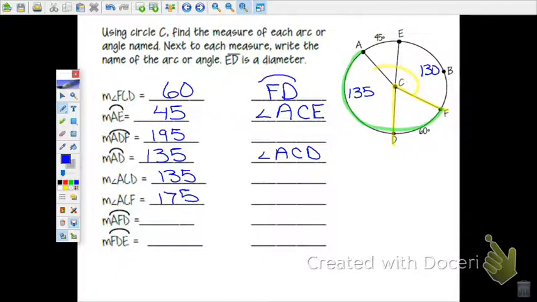What's the arc associated with angle ACF? What arc goes with that angle? What part of the circle is being cut with that angle ACF? We're just going to use 2 letters because it's a minor arc. So AF. Next one is a major arc, arc AFD.